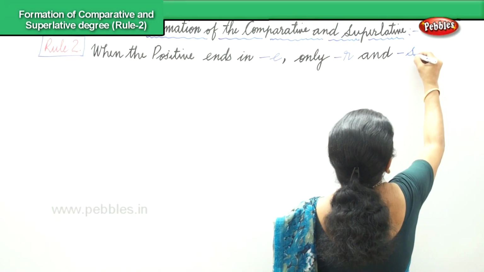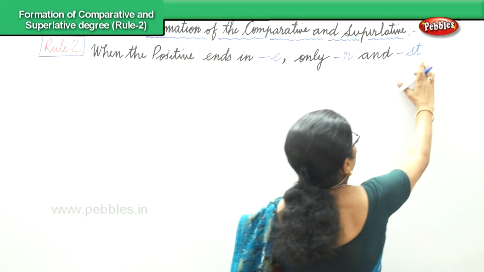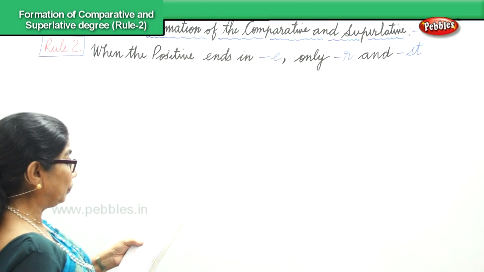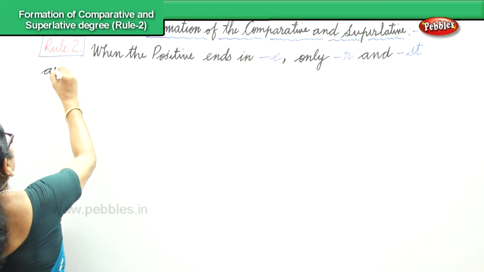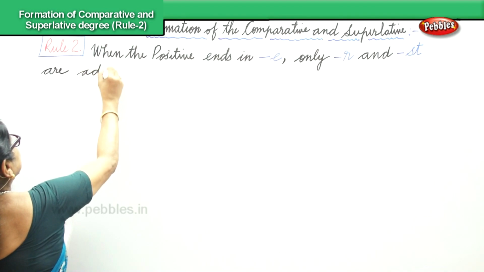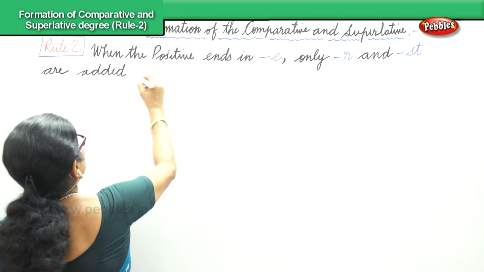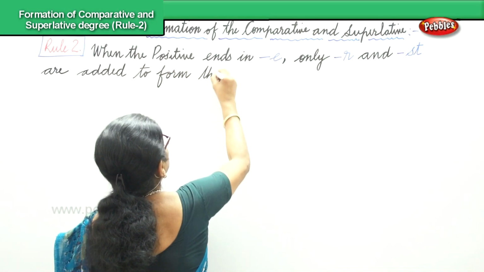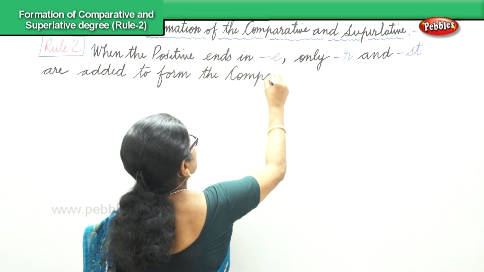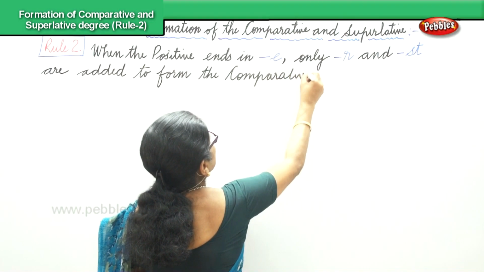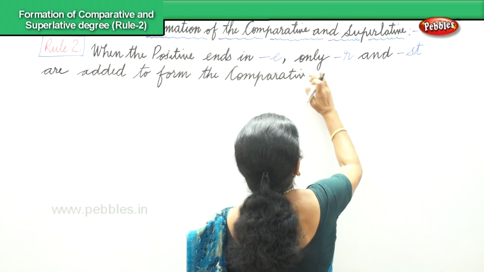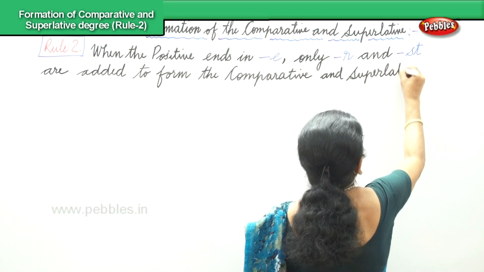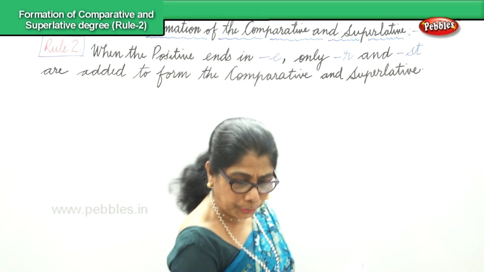R and ST are added to the comparative and the superlative to form the comparative and superlative. Okay, that's what we are going to do.